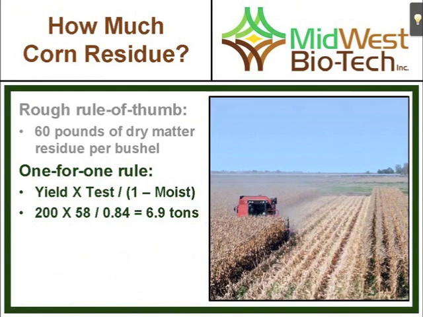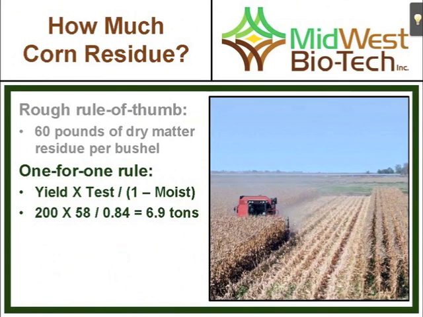We won't talk about the small grain residues in detail, but just as a rough guideline, wheat, oats, rye produce more residue than 1-for-1. You're going to get about 30% more residue than you had dry grain yield because there's less grain relative to the amount of residue that's produced. The tillers and the stalks and the other things left over after small grain harvest.